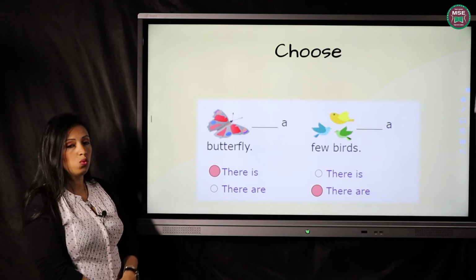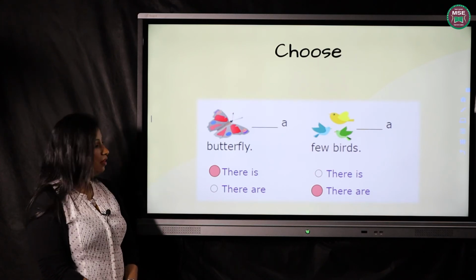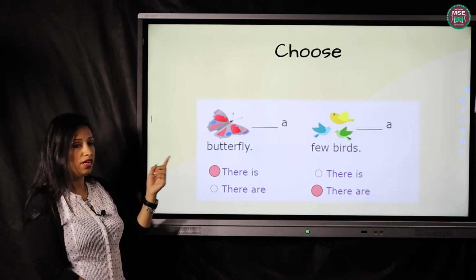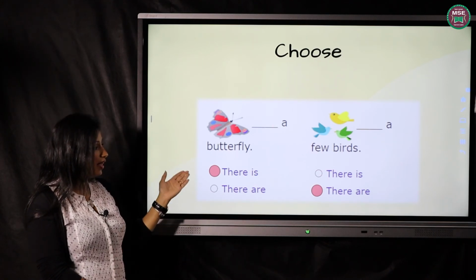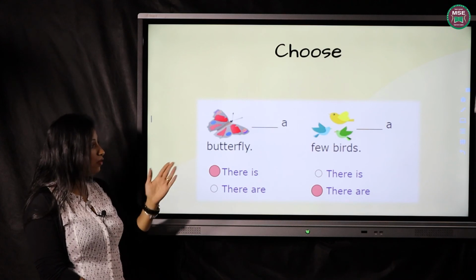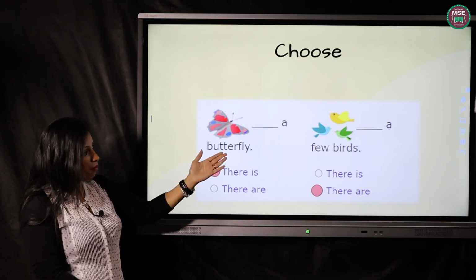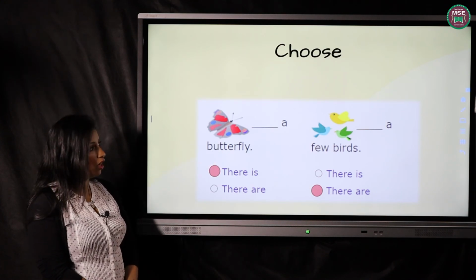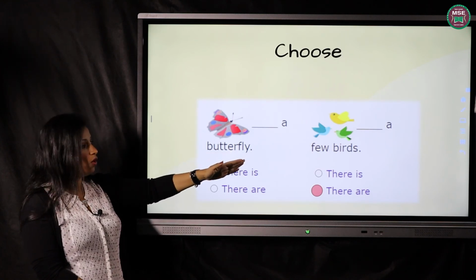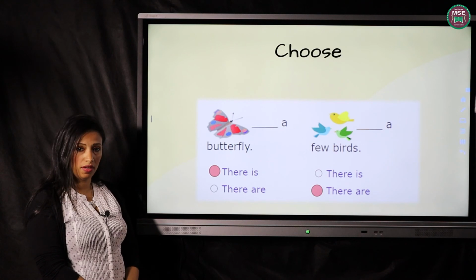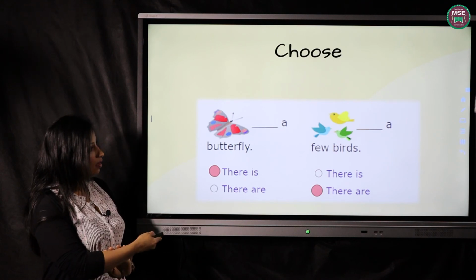We are talking about one butterfly. That's why we are going to use there is, because when we are talking about one thing, we have to use there is. There is a butterfly. And here, many birds. So when we are talking about many things and we use S after the noun, we have to use there are. Okay?